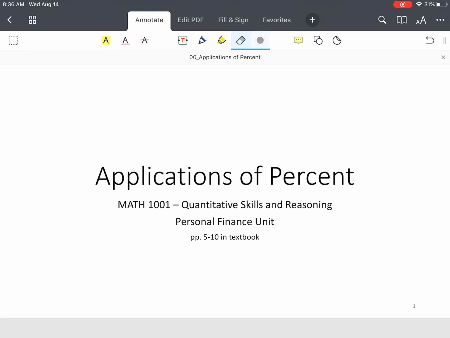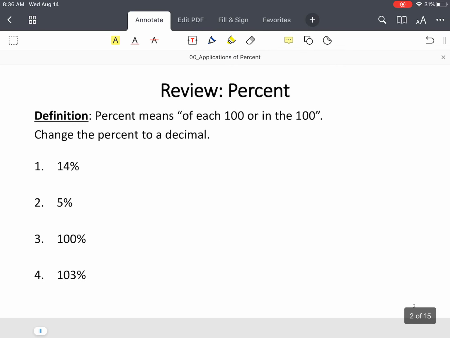All right, this is a brief overview of applications of percent. So we're going to start out initially with defining what a percent is. Basically, what percent means is it's out of 100, or for each 100, or in 100. So the key is you're always going to be dividing whatever percent they give you by 100 to convert.